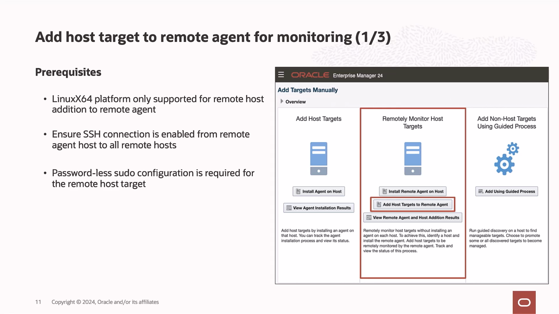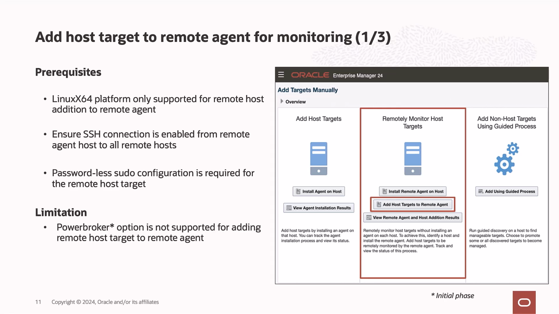The next is about the SSH connection. The SSH connection should be enabled from the remote agent to all the remote hosts that will be added to the remote agent for monitoring. Also, sudo configuration. A passwordless sudo configuration is required from the remote host to the remote agent for monitoring and management. We also have a limitation that in the initial phase, the Power Broker option is not supported for adding remote host to the remote agent.